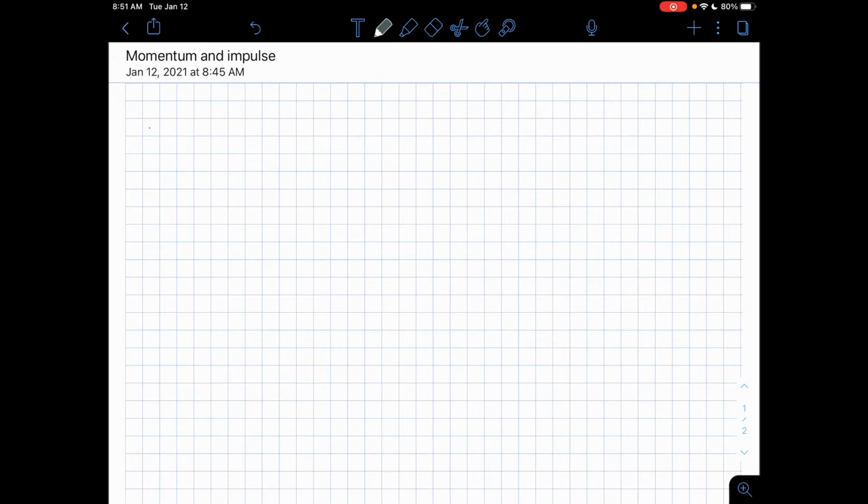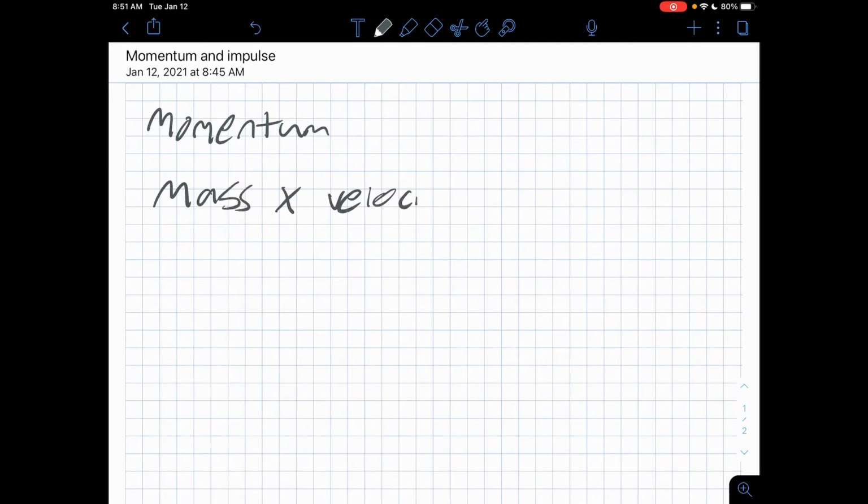So first of all, let's define what momentum is. Momentum can be defined as mass times velocity, and it's typically represented by the letter P. The formula for momentum is P equals mv, meaning that the more mass an object has, the more momentum it will have, and the same idea applies if the object has more velocity. The unit for momentum is kilograms times meters per second.